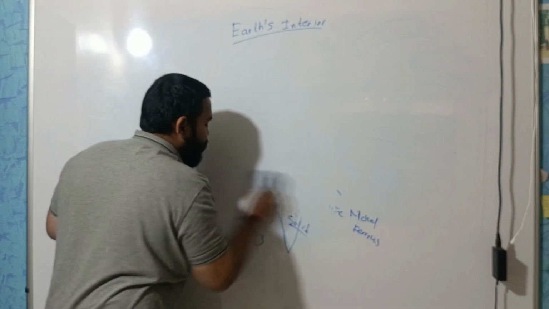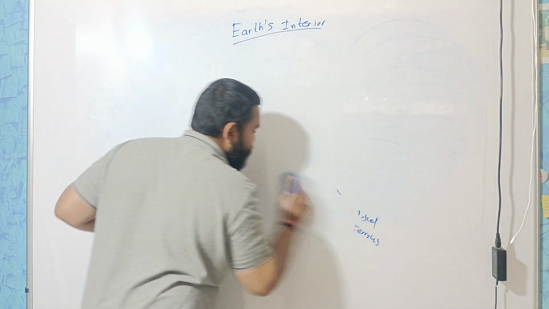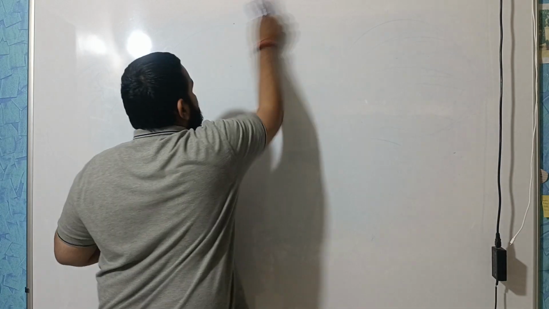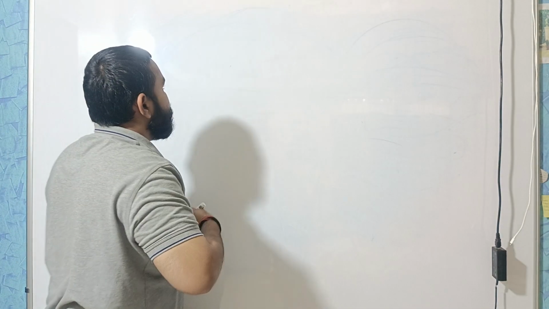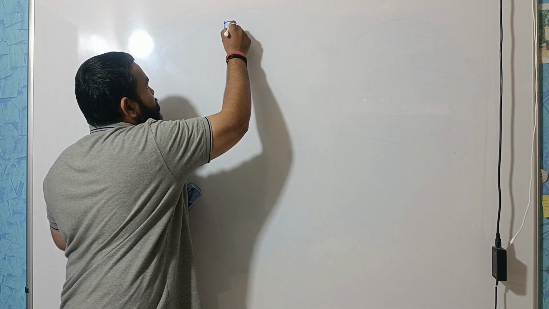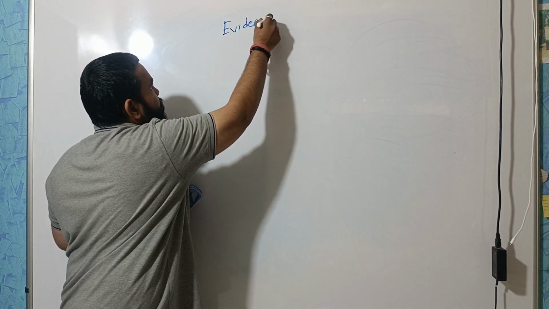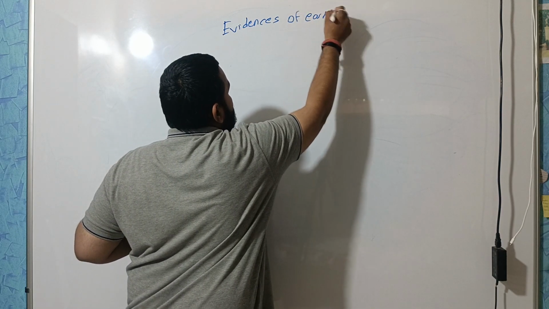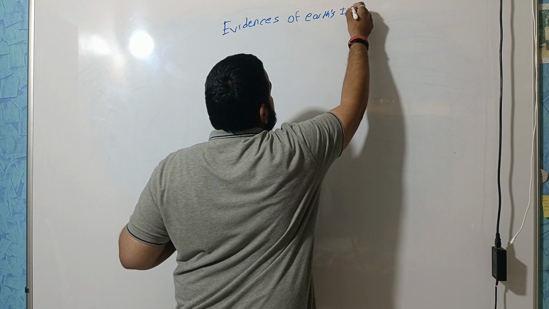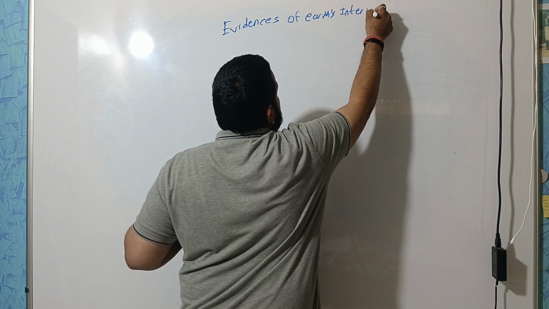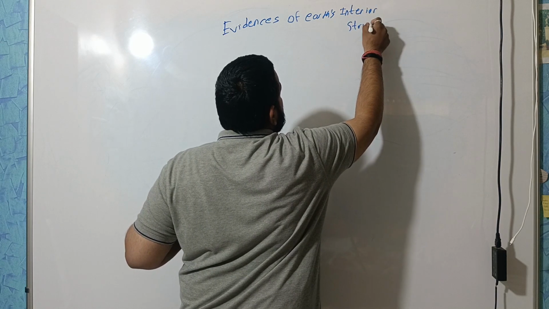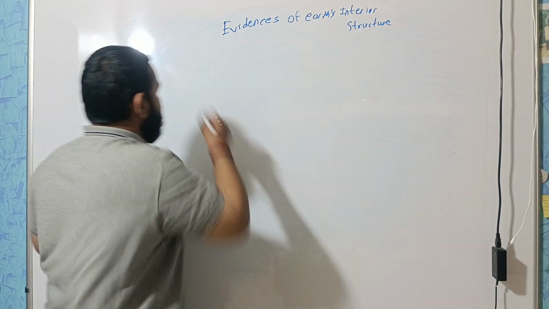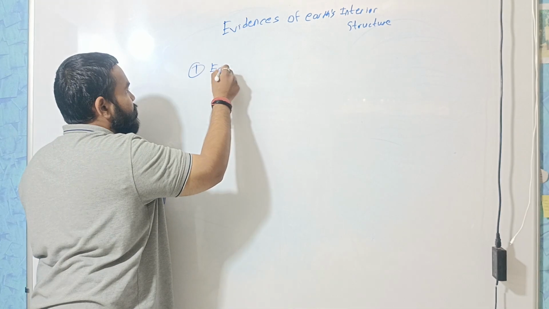Evidences are also pretty simple to understand, like the pressure and temperature phenomena. So the heading is evidences of Earth's interior structure. So the first theory is earthquake.